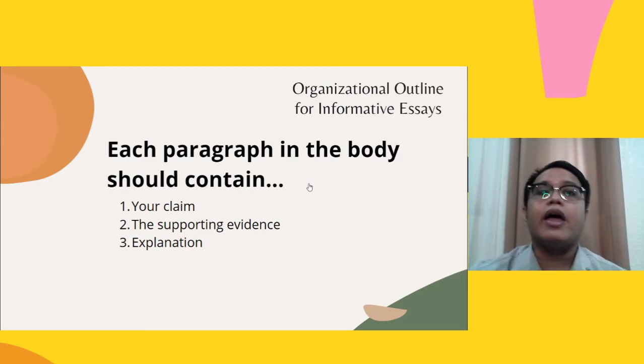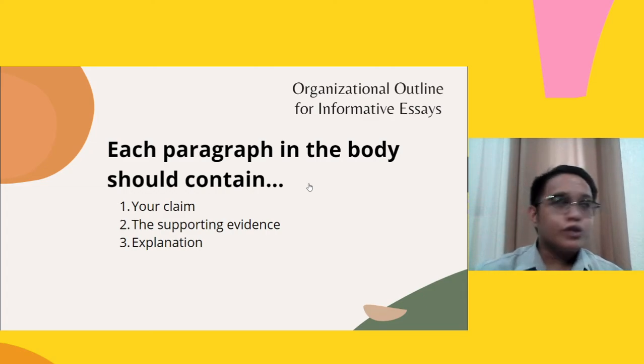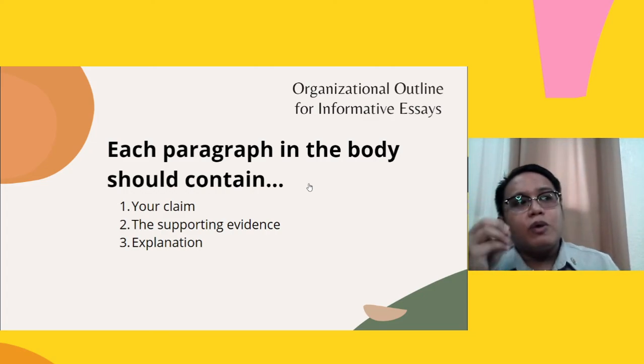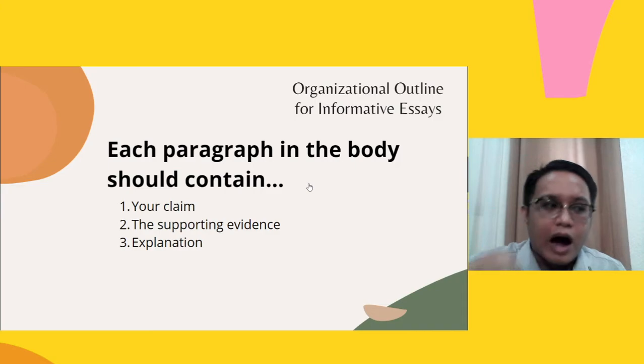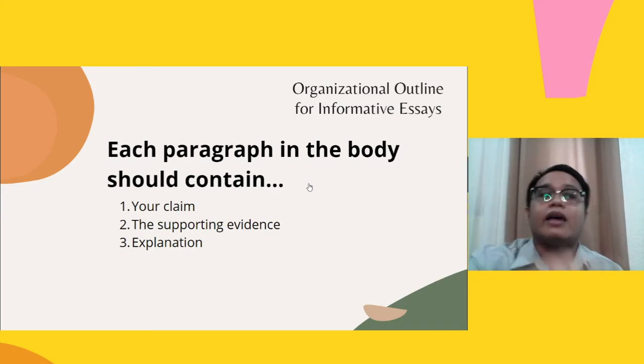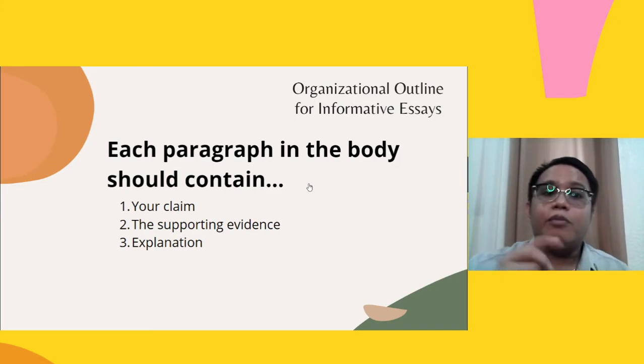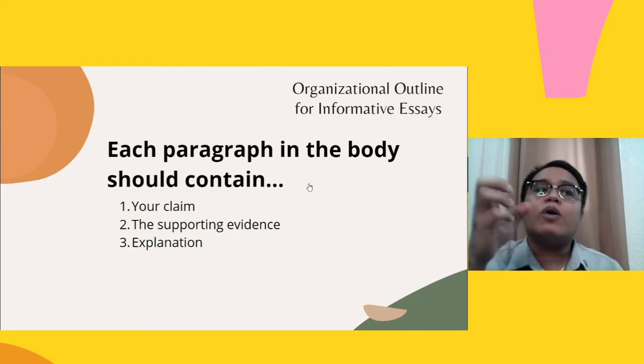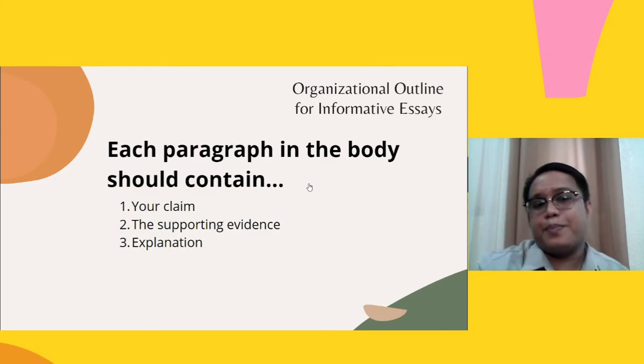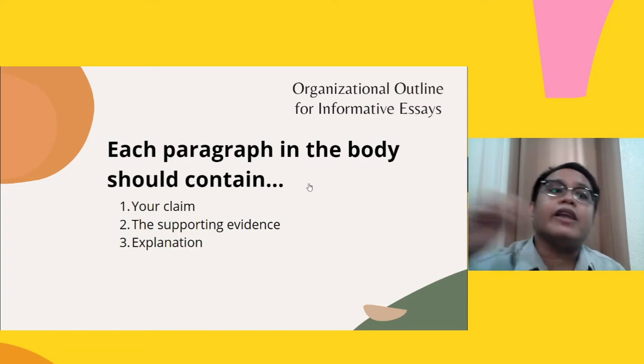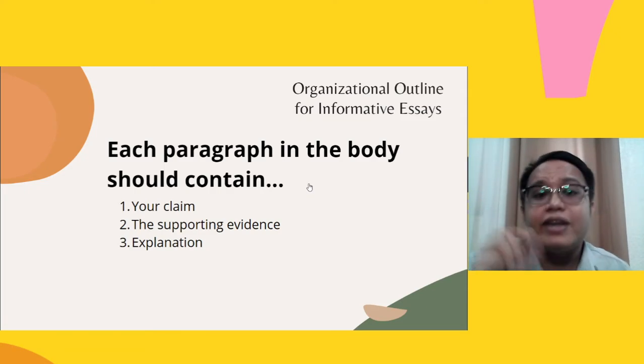contain, number 1, your claim. What's your proof? How will you prove your thesis statement? That's your claim. Number 2, your supporting evidence. How are you going to support your claim? And number 3, the explanation. The explanation for the evidence.